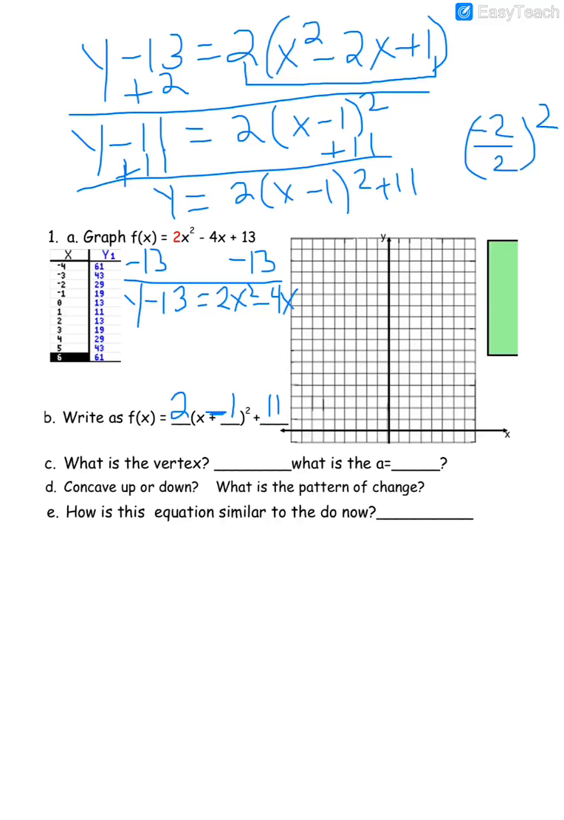So the vertex of this, in case you don't know, I don't care whether you look on your calculator or you look here, it's 1 comma 11. So that should actually look familiar. I think it is the same as the do now. 1, 2, 3, 4, 5, 6, 7, 8. 1, 2, 3, 4, 5, 6, 7, 8, 9, 10, 11.